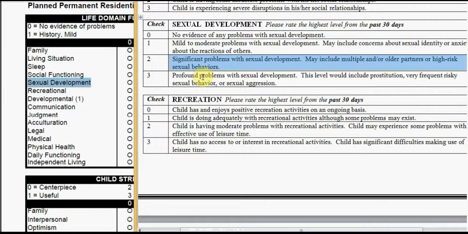And 3. Profound problems with sexual development. This level could include prostitution, very frequent risky sexual behavior, or sexual aggression.